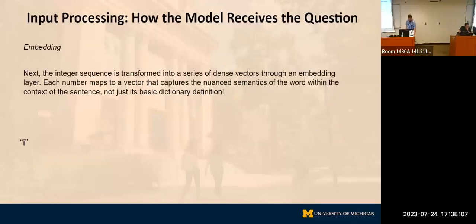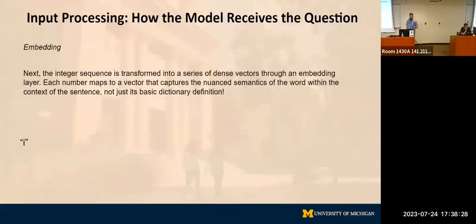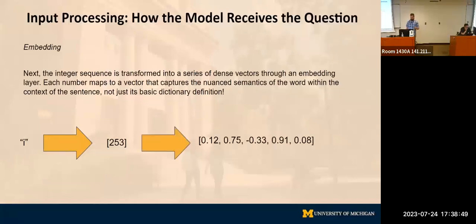Then we go into the embedding. This is where I would say some of that magic happens, where we're trying to talk about the abstract concept of how it gets the abstract meaning of things. This is where we start to have a little bit of insight into how that works. So you've got these encoded numbers that are being passed in. These encoded numbers are then transformed into a series of dense vectors, just meaning more numbers, through an embedding layer. This embedding layer has been trained in the past on language, so it has an understanding of language. So we pass in the number, and that comes out as this vector.